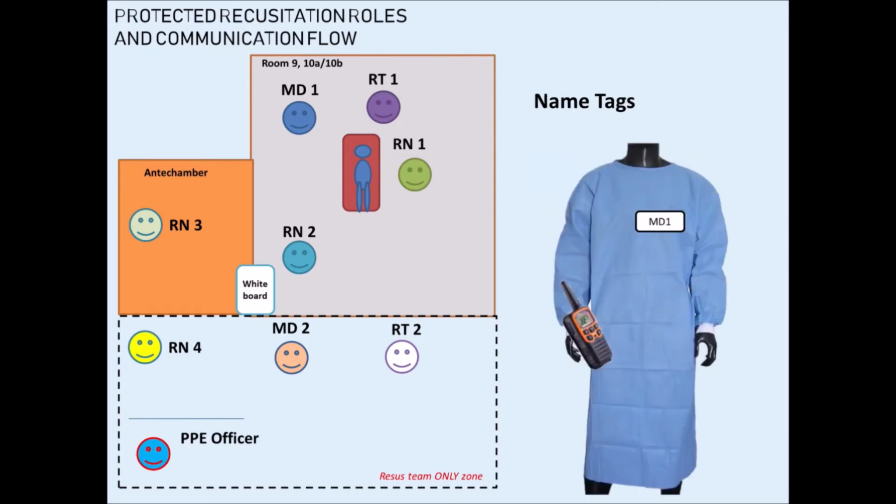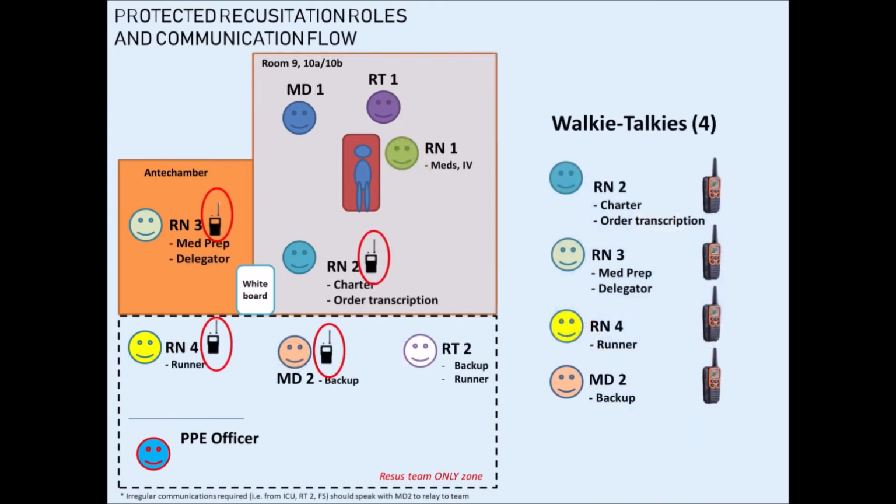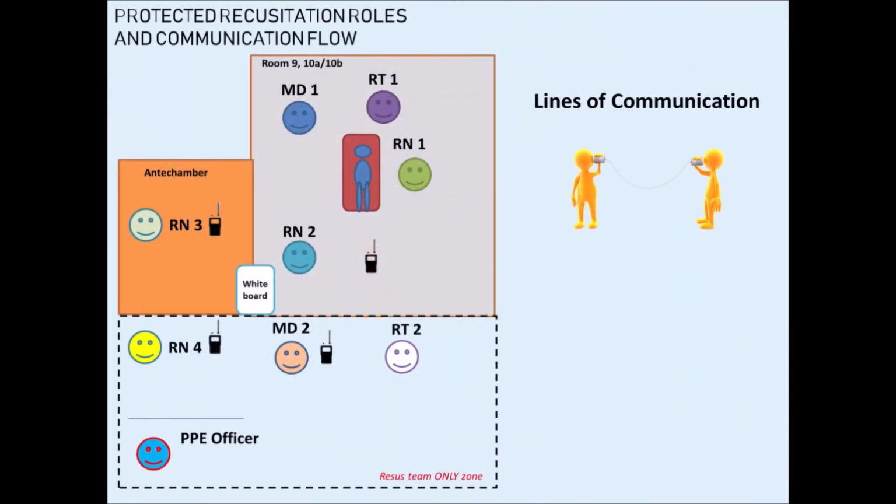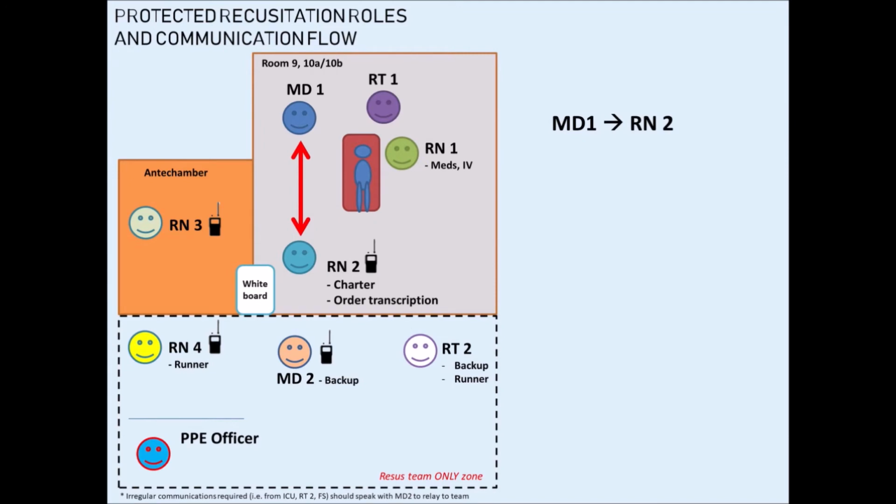Each member will be provided with walkie-talkies and name tags to easily identify roles or assess if any roles are missing. Stickers should be placed on protective gowns only. The following 4 members will have walkie-talkies, as this will be important for the flow of communication. The flow of communication is critical. The following is our suggested approach to communication in protected resuscitations. MD1 will give clear and precise orders directly to RN2 and RN2 only.